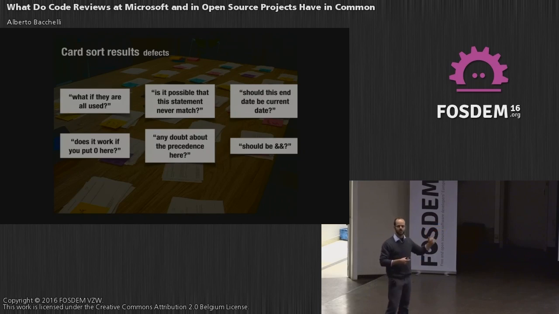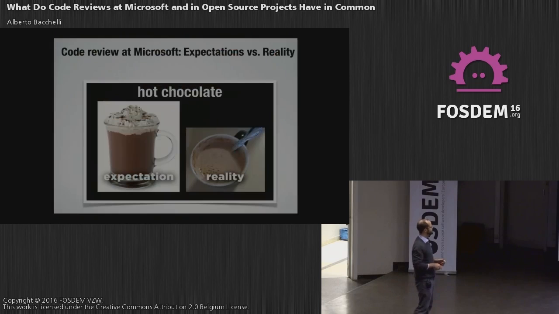These are both questions, because of course it's nice to be nice when you do code reviews. You don't want to attack people. That's very important for them. On the other hand, they are very, very low-level issues. Not talking about design. Nothing. So basically, code review at Microsoft, expectation does not meet reality. Okay?